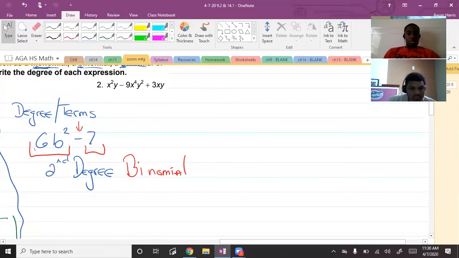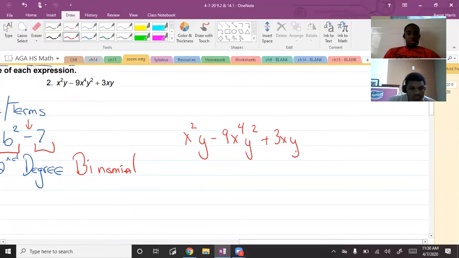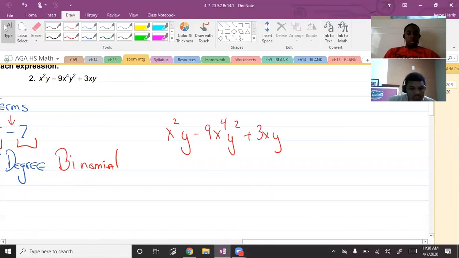Then after that, let's look at the second one. I have x squared y minus 9x to the fourth y squared plus 3xy. Okay, so again, always do the highest degree first. So this x has a squared. This one has a power of 1. If I add those two together, I get 3. Here I have 4. Here I have 2. Add those together, I get 6. Here I have 1. Here I have 1. Add those together, and I get 2. So which one is the highest one? 6. So I have a 6 degree.